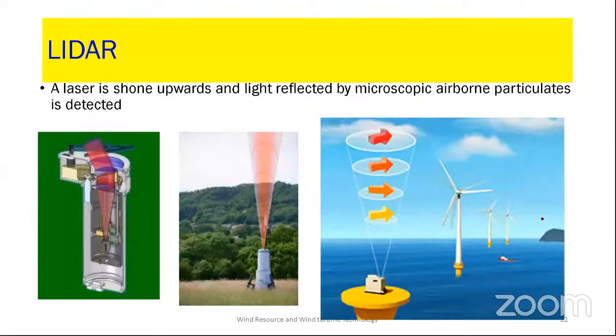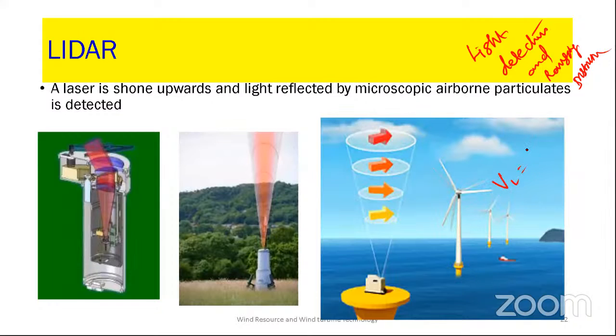So this is another instrument we use for measuring: the LiDAR. LiDAR is a light detection and ranging instrument. That's called LiDAR. So instead of sound, we can use light. What is the speed of light?